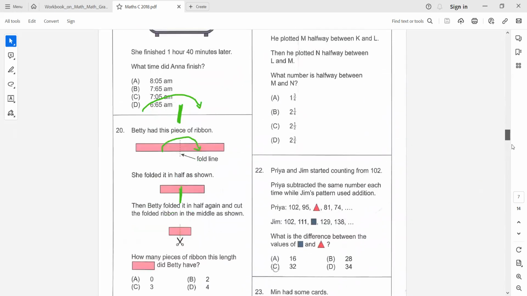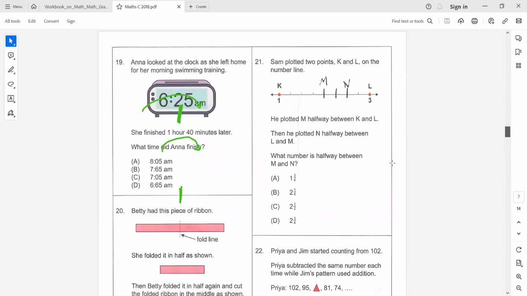Okay, it's a fraction. Oh, okay. It's a number line, no? Yes, number line. Sam plotted 2 points K and L on the number line. Then he plotted M halfway between K and L. It's a half. Now you look at that. This is not 0. This is 1. This is 3. Right?